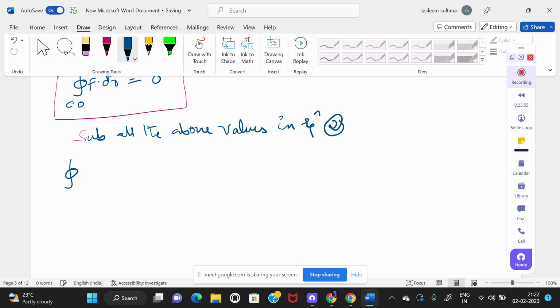So your f vector into dr vector: the first integration you got is a cube by 3 minus ab square. Next value, what is it? a cube by 3, it's the first value. Then next is minus ab square. Then next value is equal to plus ab square.